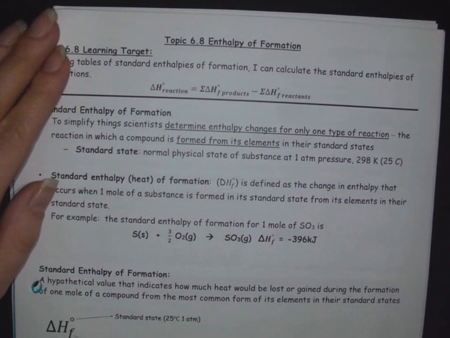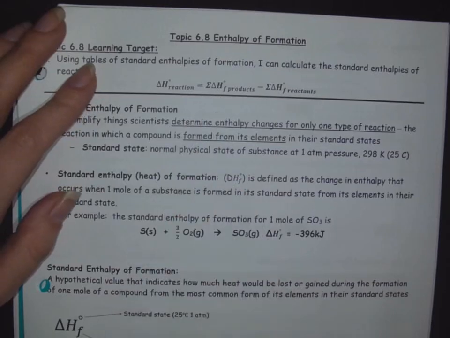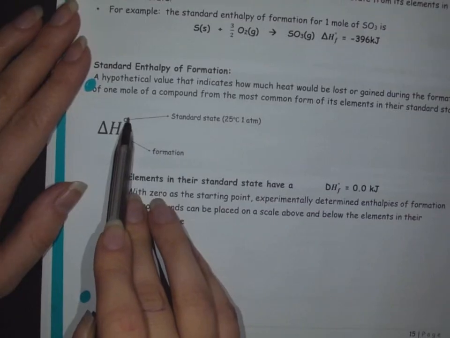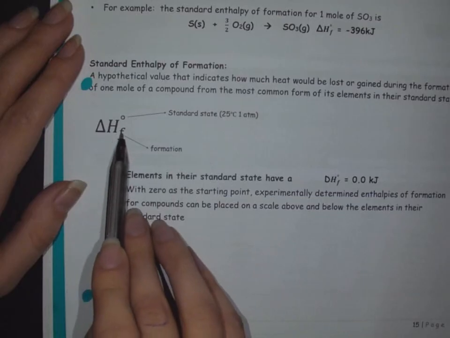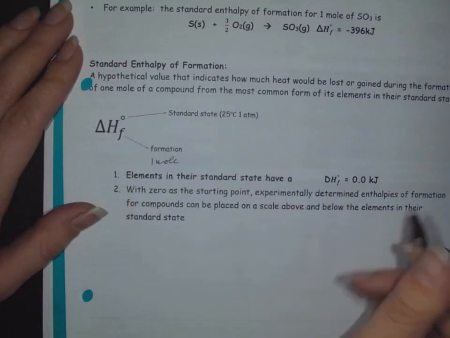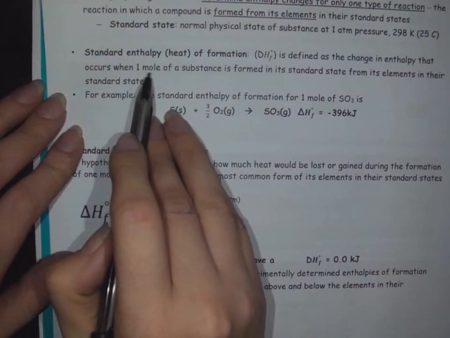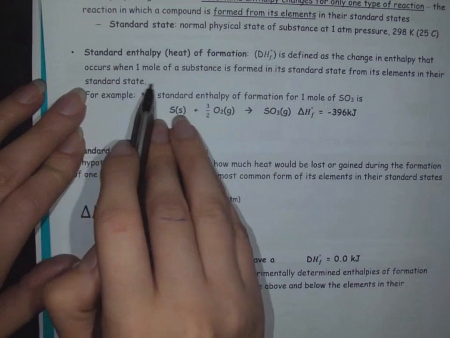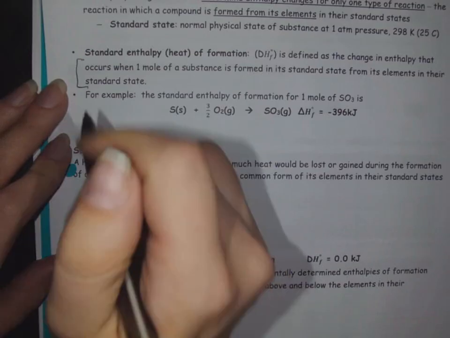And now we're going on to topic 6.8, and this is the delta H of formation. Okay, so if you see this little degree symbol, that means standard temperature and pressure. F is formation, and that means that we have 1 mole of something that's being formed from the individual elements. So 1 mole of substance is formed in its standard state from the elements in their standard state. Standard, again, meaning 25 degrees Celsius and 1 atmosphere.